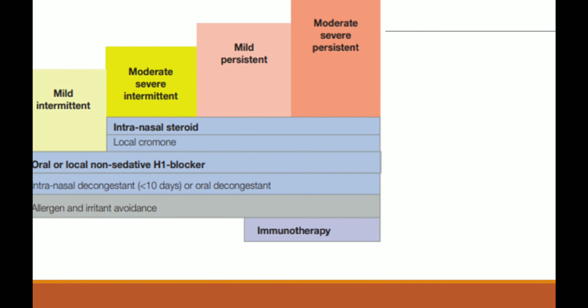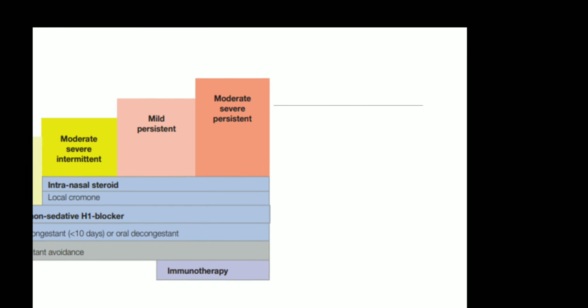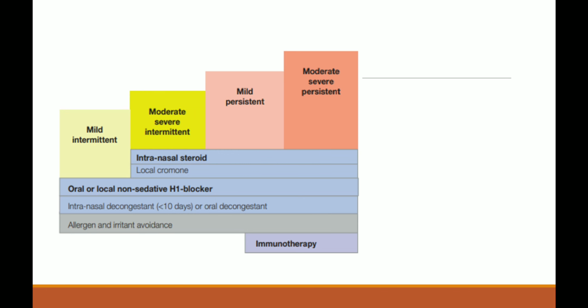So what is immunotherapy? Immunotherapy means repeated administration of an allergen extract in order to induce a state of immunological tolerance. That is, we are repeatedly administering the suspected allergen to the patient. This can be administered either through the subcutaneous route or sublingual route. The first route is called SCIT, subcutaneous immunotherapy. The second route, the sublingual route, is called SLIT, sublingual immunotherapy.